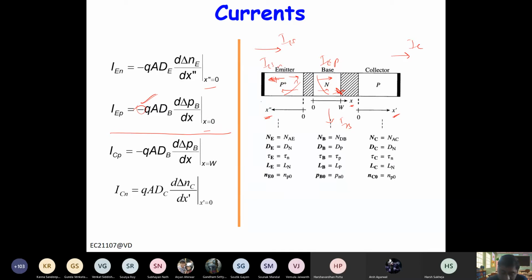And same slope taken here, so I_CP will be slope at x equal to W at the end of the quasi-neutral region of the base near to the collector. So these two derivatives, and the difference of these two will be the base current due to recombination. And of course I_CN will be the slope here, right? So that will be dn_c/dx prime, right?